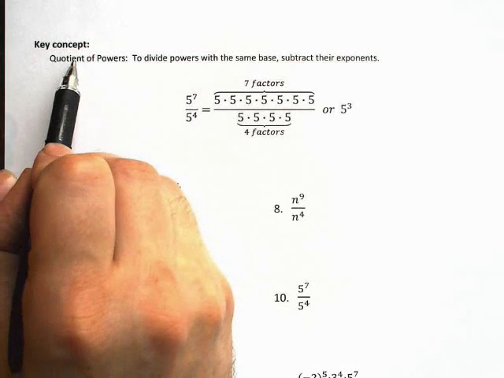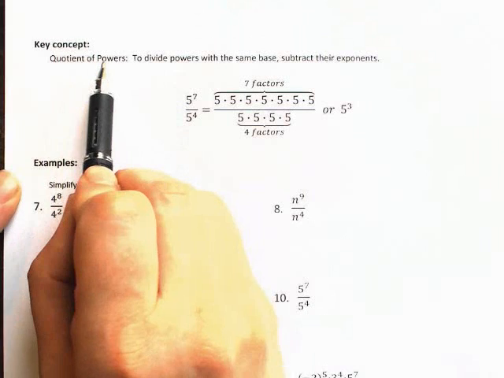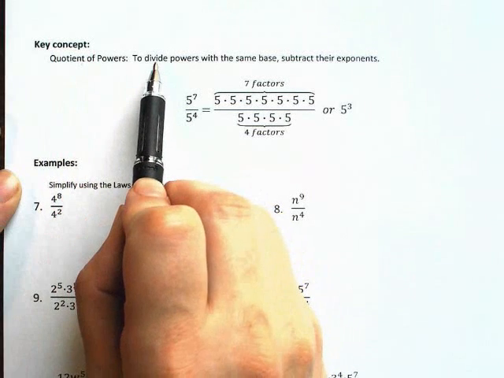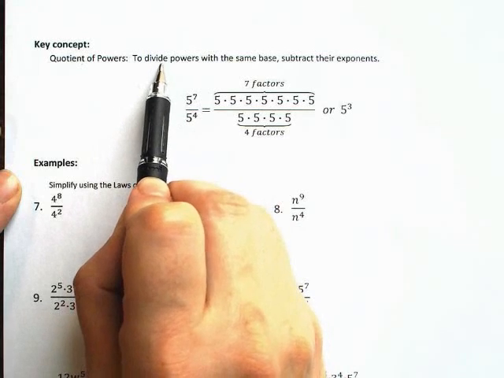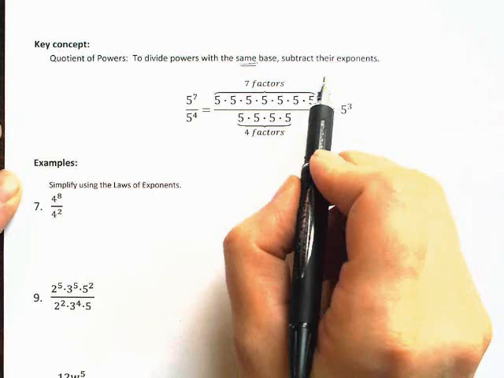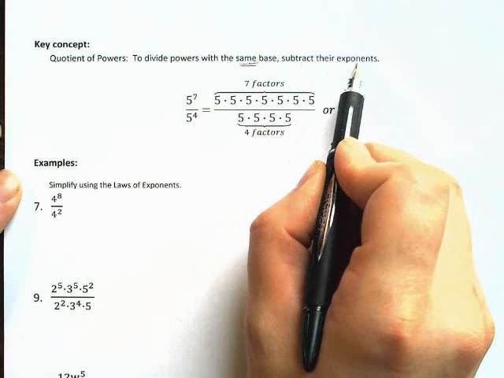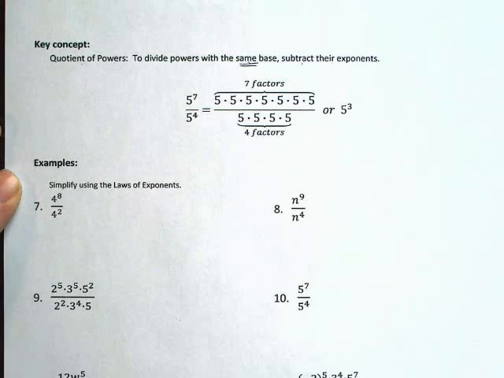Here is a second key concept for the lesson. This is quotient of powers, which is another one of the laws of exponents. What the quotient of powers is about is dividing powers. And here's what it says. To divide powers with the same base, that's very important, subtract their exponents. Okay. Notice the connection to the previous law of exponents.